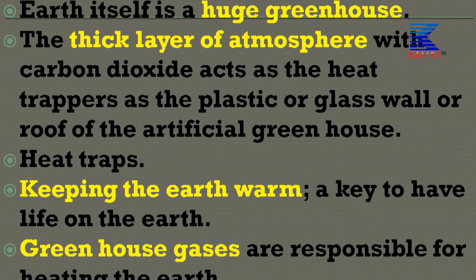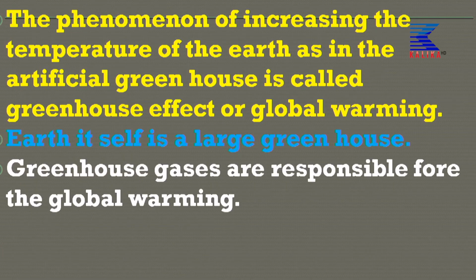So it is responsible for this greenhouse effect. Because of that, the heat coming from the sun gets trapped, and that keeps the Earth warm. This is the key to having life on the Earth. So Earth is warm and cozy. That causes the origin of life and the existence of life on the Earth. Greenhouse gases are responsible for heating the Earth, causing the greenhouse effect. So in the next slide, we'll be going into what we mean by greenhouse gases.